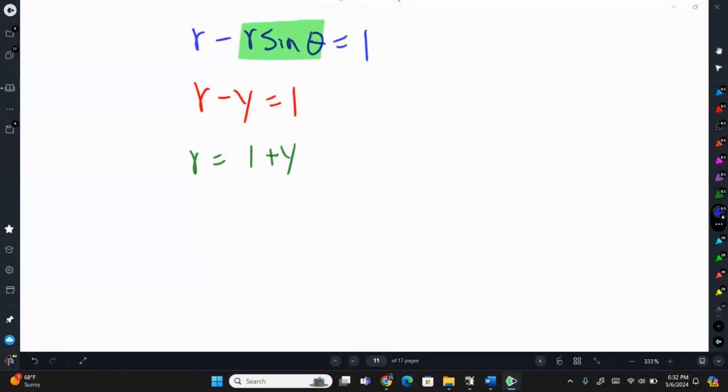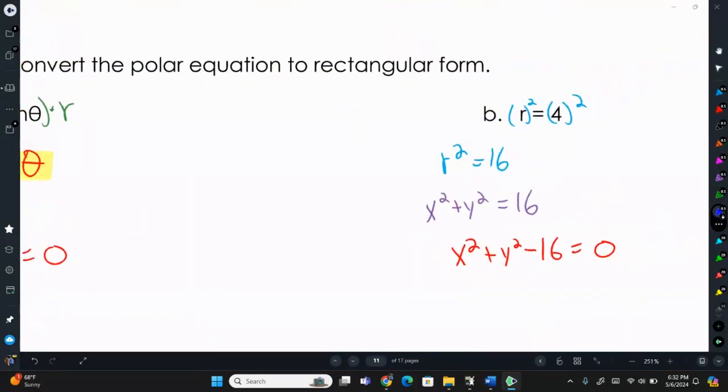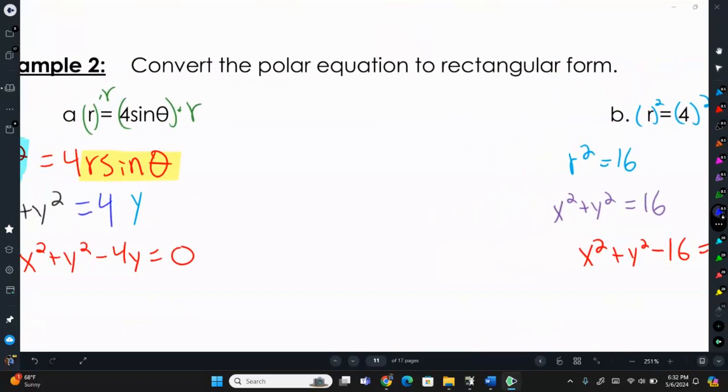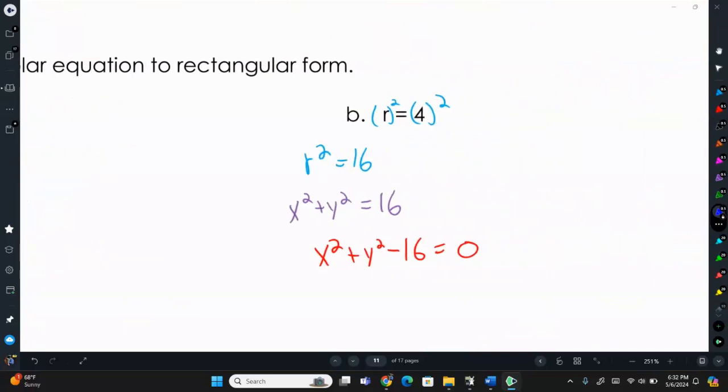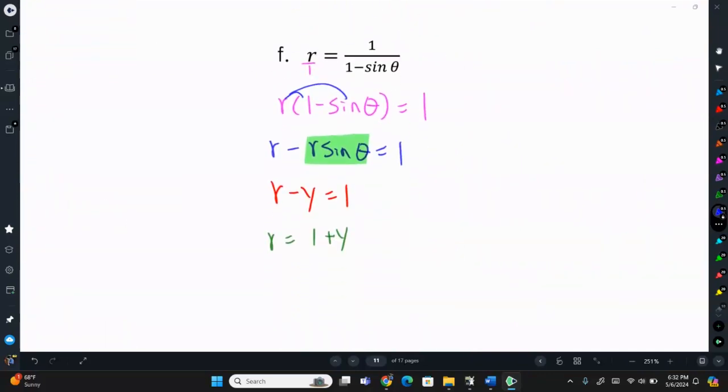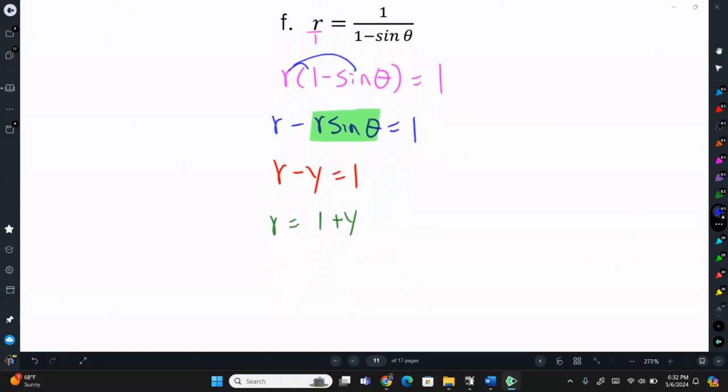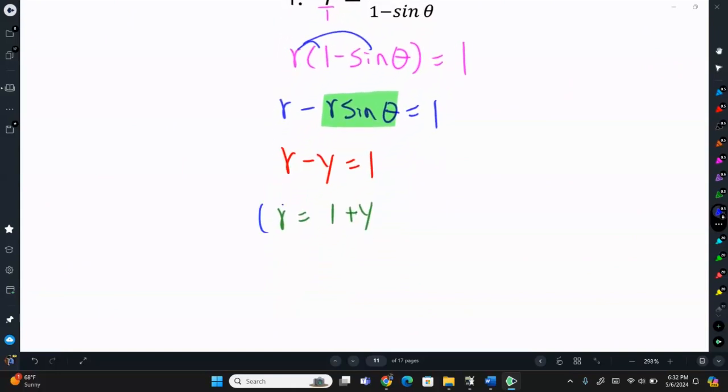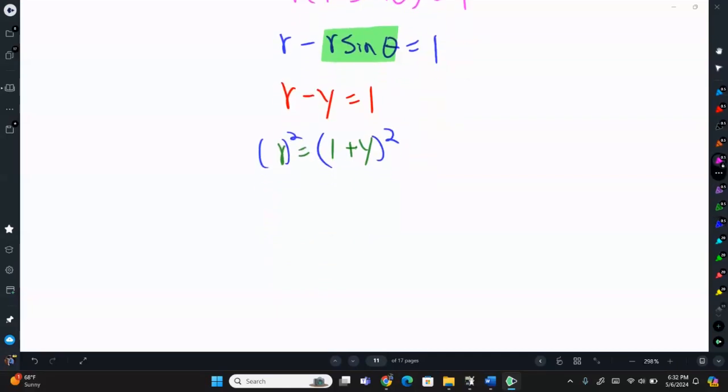Then at this point, we look at that and say, well, how do we get rid of this r? Well, up here, there were 2 ways we got rid of r when it was r equals something. We multiplied both sides by r, or we squared both sides. Multiplying both sides by r is not going to help us because then we would have an r on the right side. So we're going to square both sides. So that's going to be r squared equals 1 plus y squared if we use the shortcut, and maybe we'll rearrange this first so that we can see the shortcut easier.